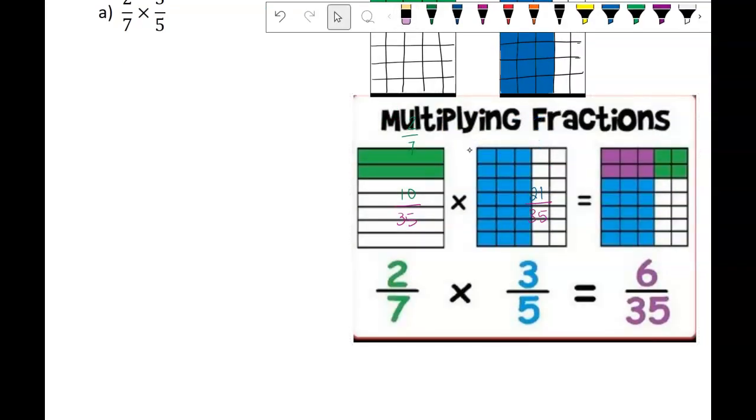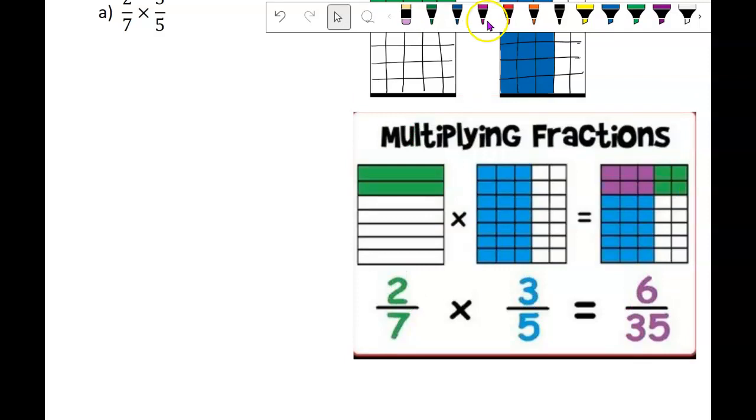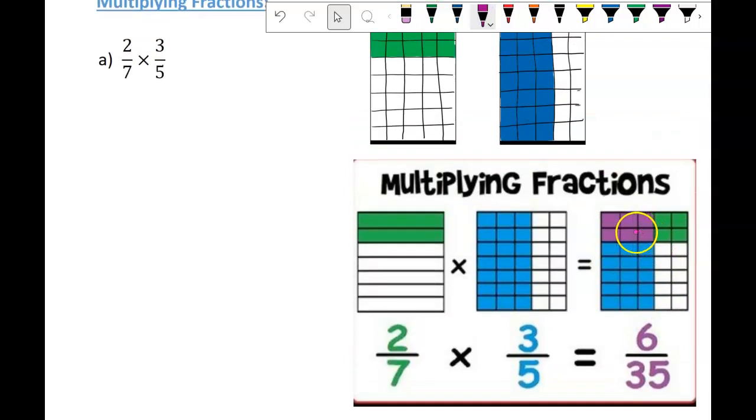And so now we have the two fractions. The two fractions here overlaid, and as you can see, what is common between them is 6 of the squares out of the full 35, and that's what the answer is. So 2/7 times 3/5 is 6/35.